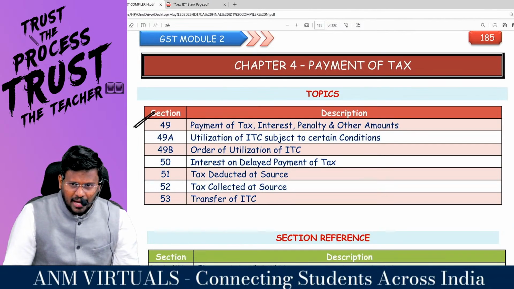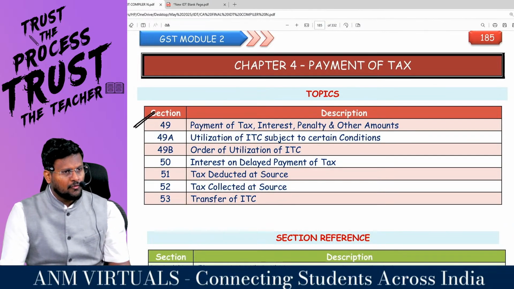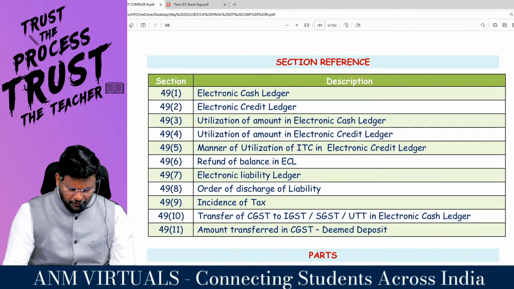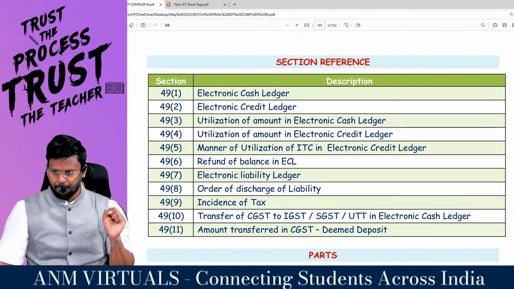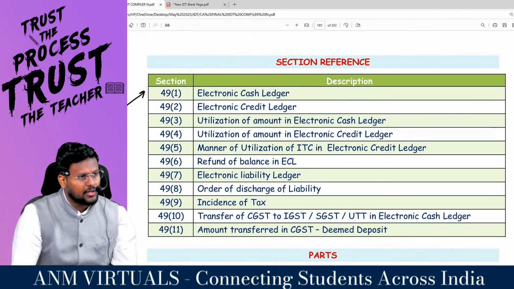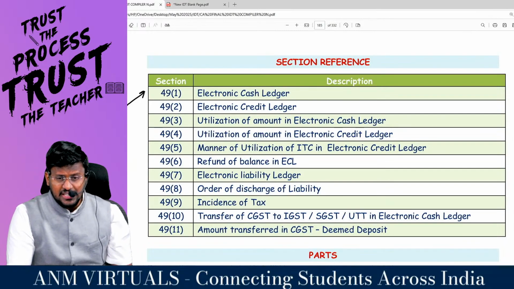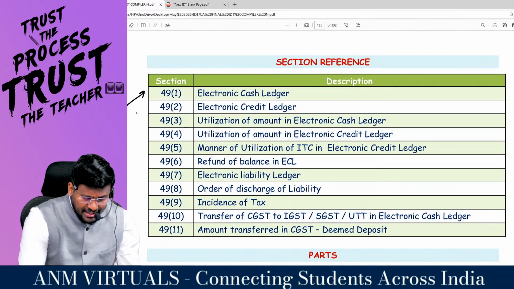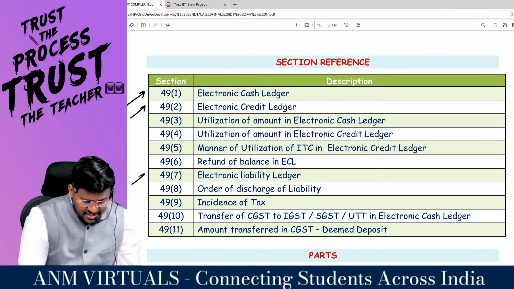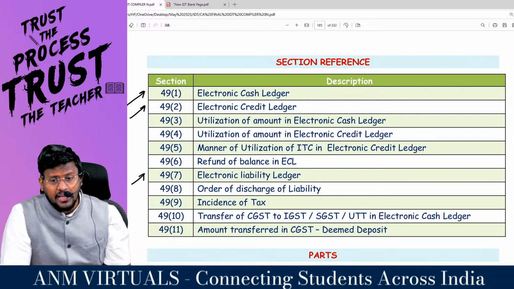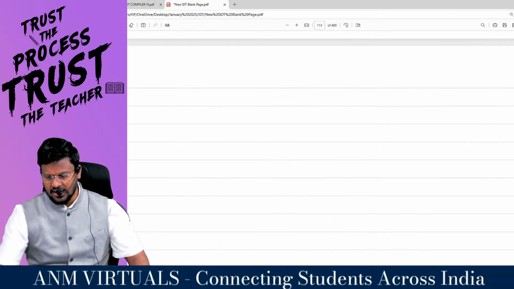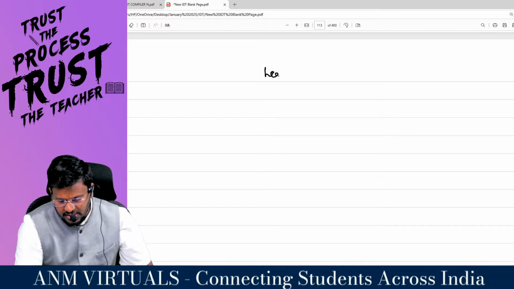49, 49A and 49B. Tell me what are the sections? Section 49 has these subsections. 49 subsection 1, electronic cash ledger. 49 subsection 2, electronic credit ledger. 49 subsection 7, electronic liability ledger. So basically in GST, there are three ledgers.